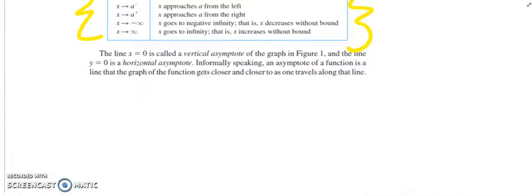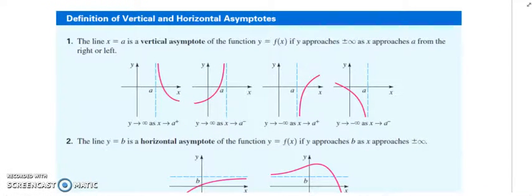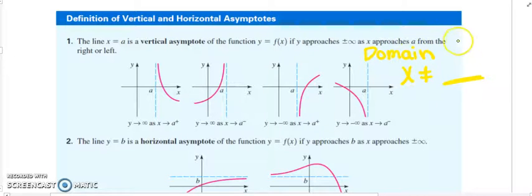Okay, now let's talk about asymptotes. Vertical asymptote, obviously looking something like this. Horizontal asymptote, looking something like this. Your vertical asymptotes you're going to find where the number doesn't exist. So once you find your domain, or where x doesn't exist, which will involve your denominator, that's the vertical asymptote.